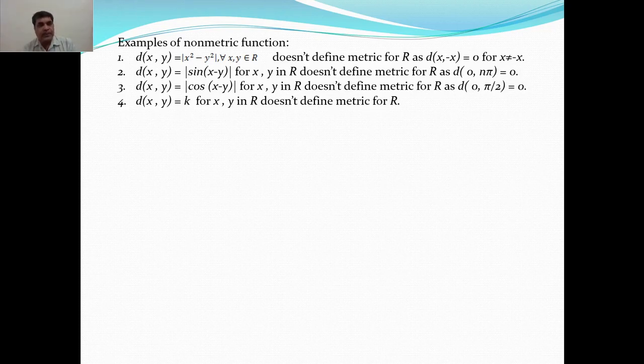If I consider d of xy equal to k, where k is not equal to 0, then on the same line, again the triangle inequality also fails if k is a negative number, or if k is a positive number, the positivity axiom fails. Therefore, it is not a metric.